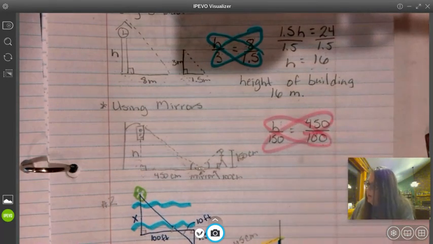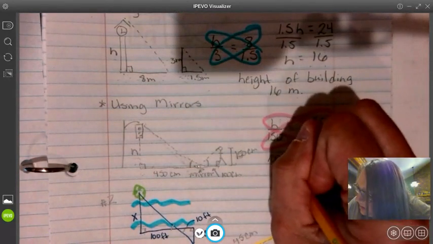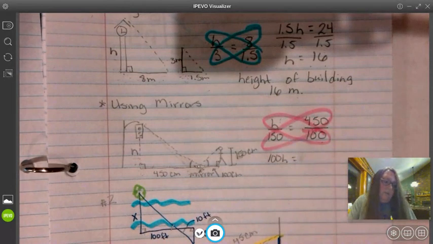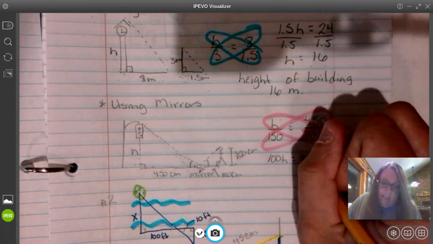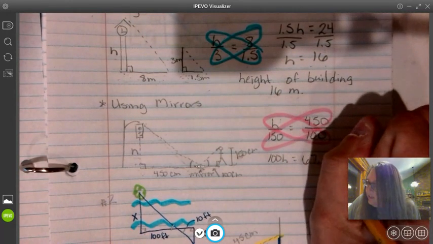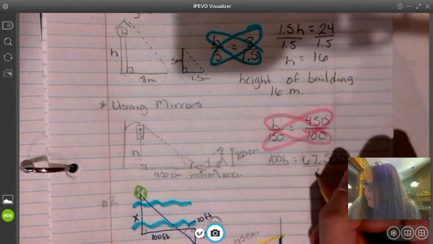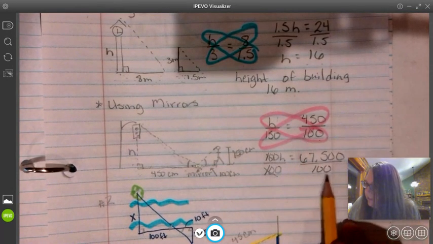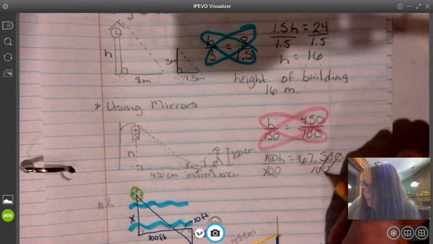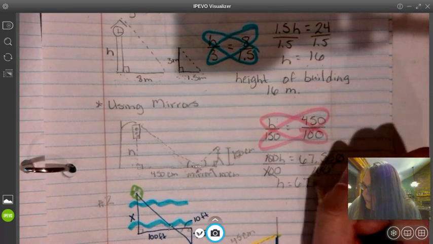just like so. And we're going to have our 100h is going to equal, and we're going to take our 450, and we're going to multiply that by 150. That's going to give us 67,500. All right, so we're going to divide both sides by 100. Not sure if y'all remember this trick, but since it ends in double zeros, both of them do, we just kind of cross those out, and we would have the h would equal 675.